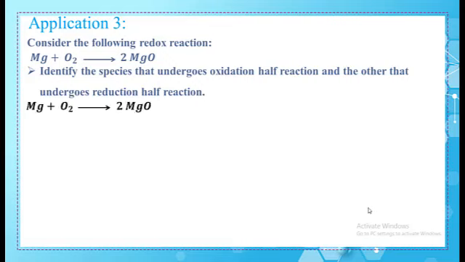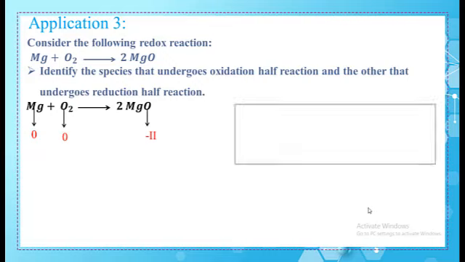Mg plus O2 gives 2 MgO. The oxidation number of Mg, because it's a free element, is equal to 0. The oxidation number of oxygen in O2 is also equal to 0 because it's a free element. The oxidation number of O in a compound is always equal to minus 2. Then we want to calculate the oxidation number of Mg in the compound.